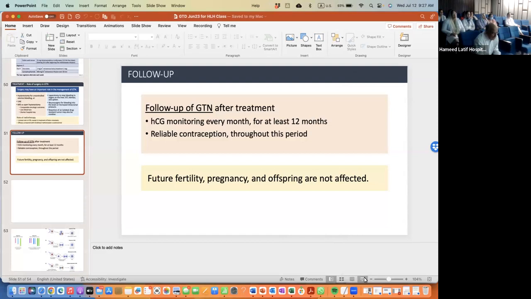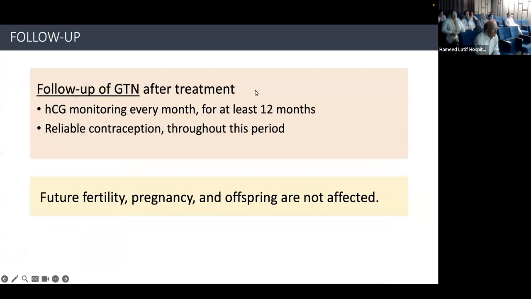Lastly, this is the last slide. This is about follow-up. Monitoring every month for at least 12 months. Reliable contraception throughout this period. And future fertility, pregnancy, and offspring are not affected by the chemotherapy or otherwise. So that would be a reassuring thing. Okay? Thank you very much. Oh yeah, we ran through this all.